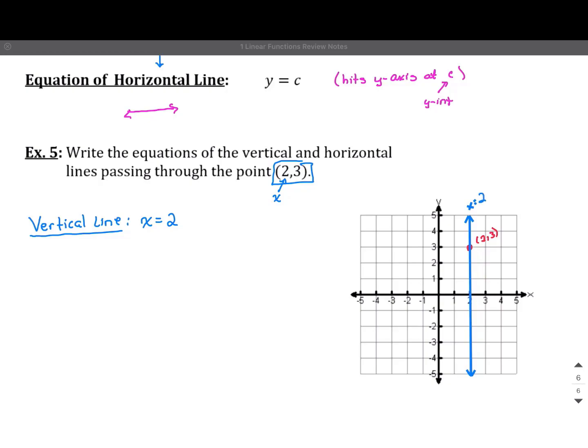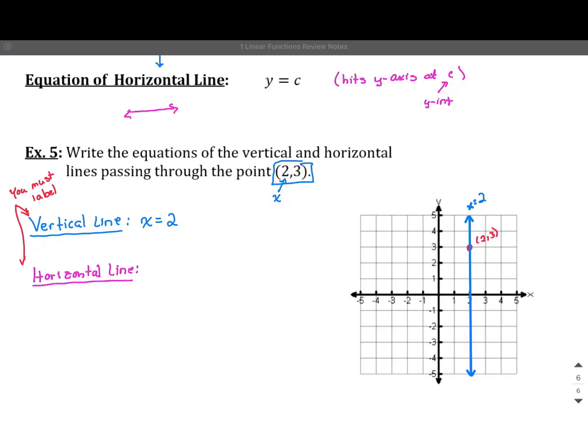Now, let's say we want to do the horizontal line. If I give you a question on a test, a quiz, or homework that asks for the vertical and the horizontal line, you must label them, please. Please label which is which. Otherwise, I can't guess. Now, if I'm only asking for the vertical line, then you can just write x equals 2. But if I'm asking for both, you have to tell me which one is which, please, okay?